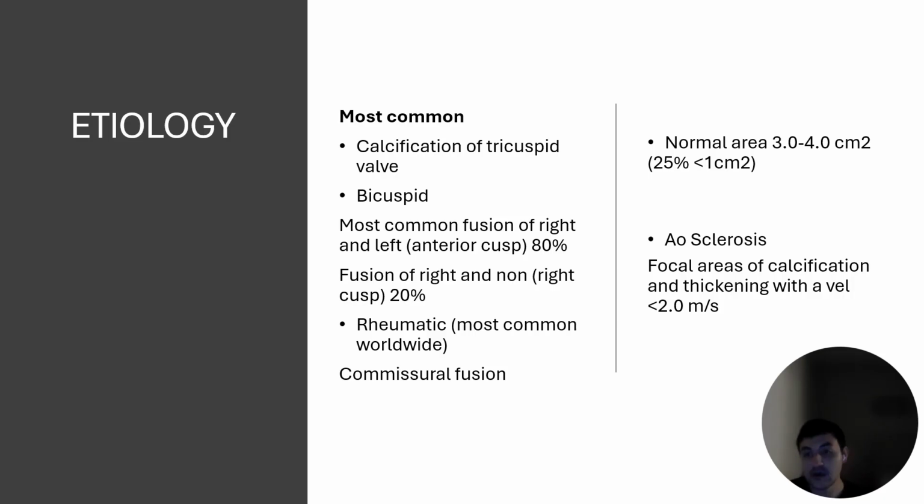The normal area of the aortic valve, important to keep in mind, is 3 to 4. If you have a severe aortic stenosis, it's 25% of this, so most of the time it is less than 1 centimeter. Aortic sclerosis is an important concept. I'm going to tell you right now, just keep in mind because you are going to see it in the guidelines later on. It is focal areas of calcification and thickening with a velocity less than 2 meters per second.